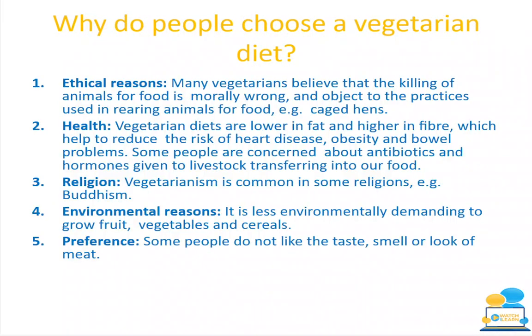So there are 5 reasons why a person would choose a vegetarian or vegan or lacto vegetarian diet. You need to be able to state them, the words which are highlighted in bold, and then you need to be able to explain them and give an example for full marks. Otherwise you're not going to get the top mark. So state, explain and give an example.